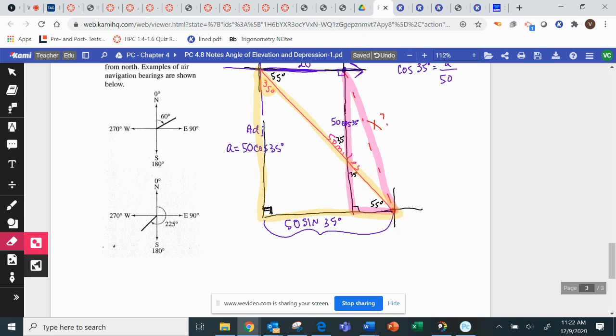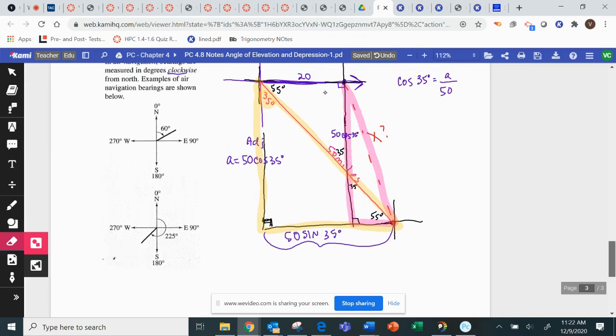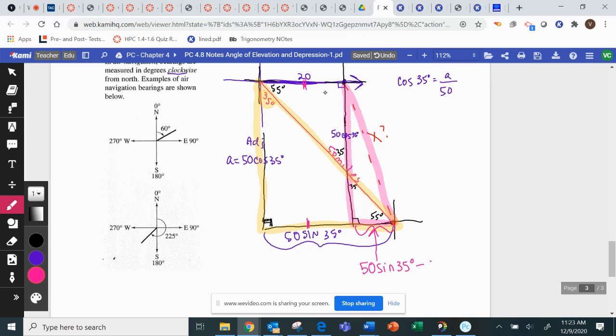Chris, you're patiently holding that hand. Can't you subtract 20 from 50 sine 35 to find the measurement of the base of the pink one? Yeah. So you guys remember the 20 up here on the top? Well, that's also going to be 20 down here. I kind of made a rectangle right here. So this little piece right here is going to be 50 sine 35 degrees minus 20. That's going to be that piece down there.